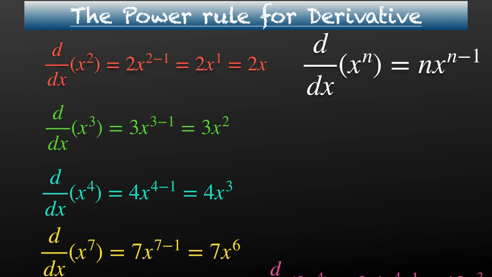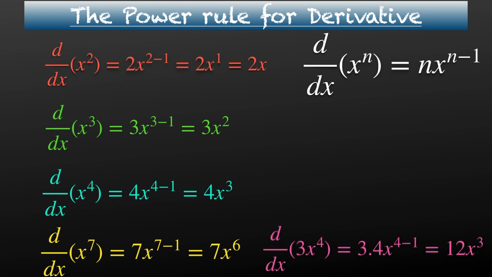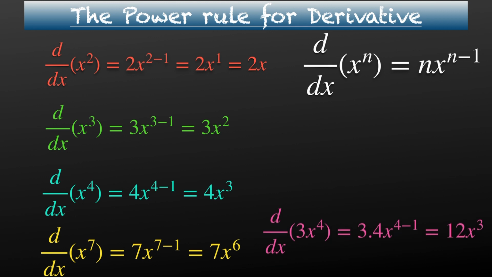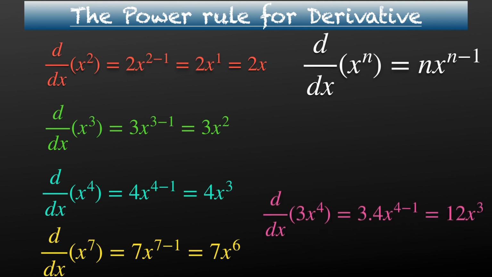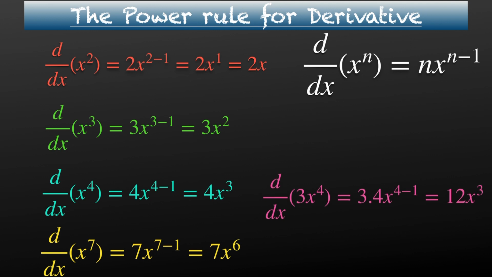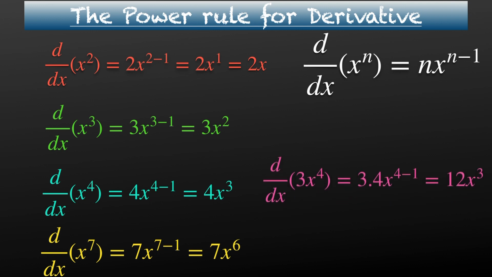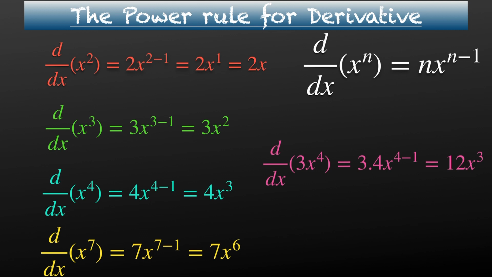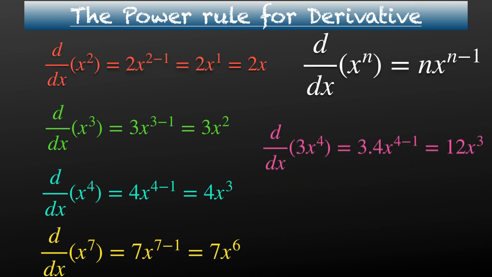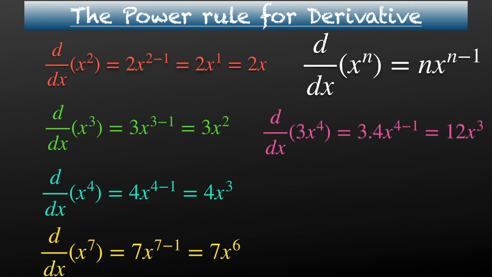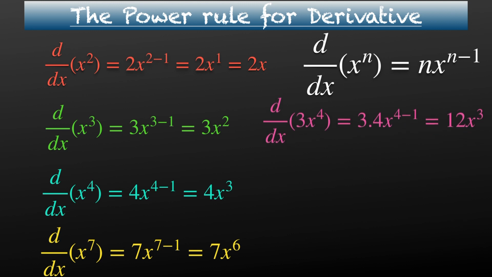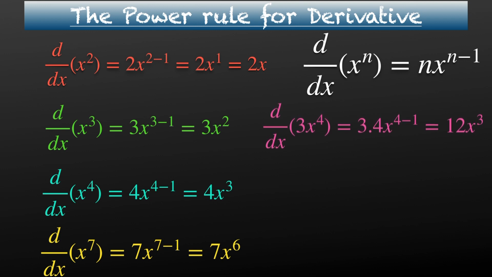Let us take a little bit different example, d by dx of 3x raised to power 4. We have to find the derivative of 3x raised to power 4. For this, we use the constant multiple rule. Write 3 as it is and find the derivative of x raised to power 4. Now you get 3 times 4x raised to power 4 minus 1. Multiply 4 times 3, you get the answer 12x cubed.